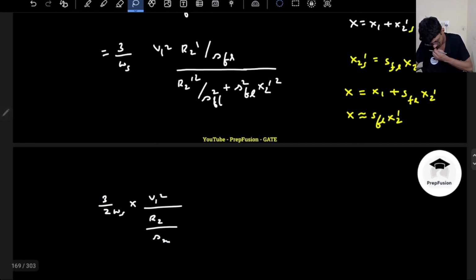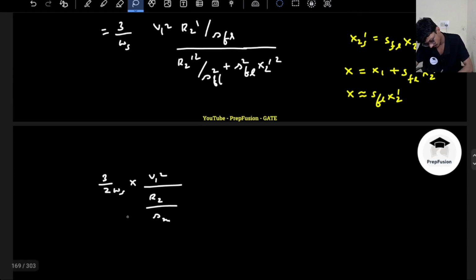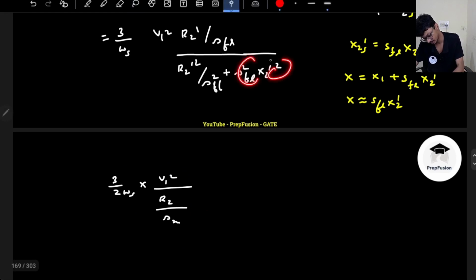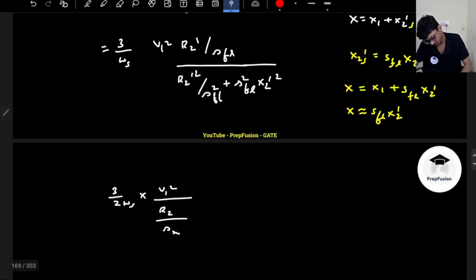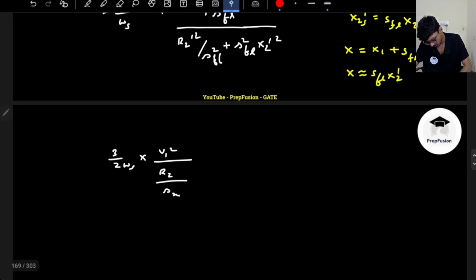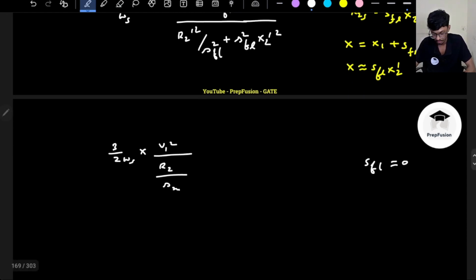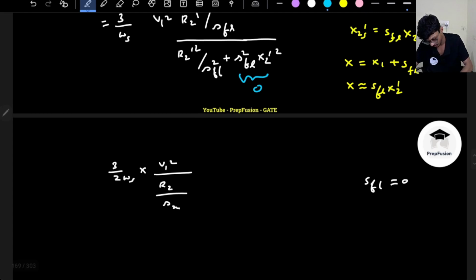Okay, I just want to see how I can cancel out R2. This is SFL whole square into X2, right? Anyway, this will be cancelled. So 3 by omega s will be cancelled. This will be 2. SFL will be very close to 0, because it is full load torque, right? So this quantity will be almost 0.